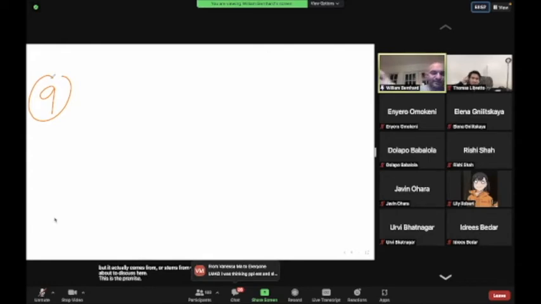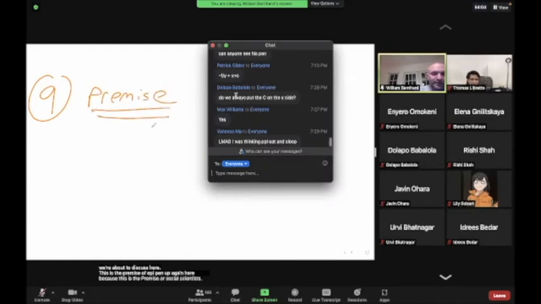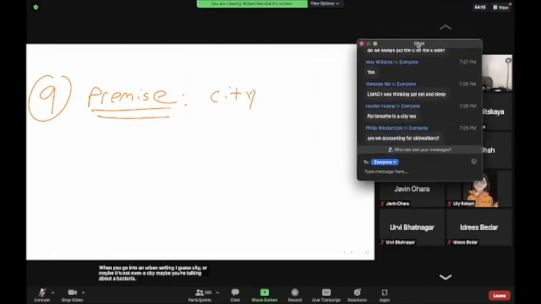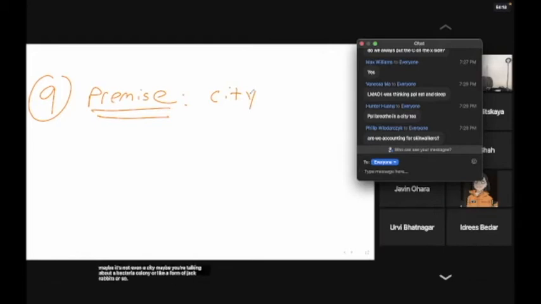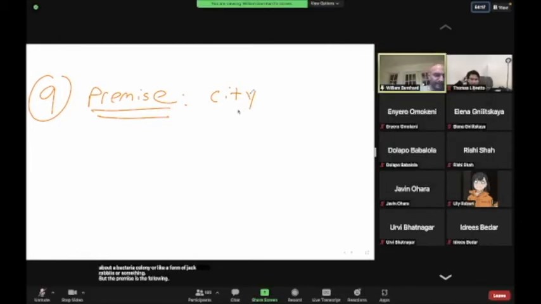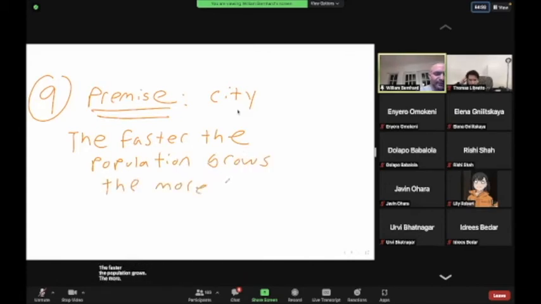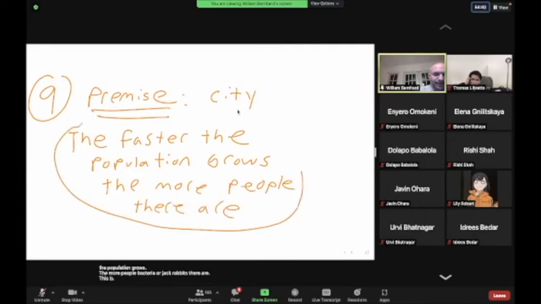This is the premise from social scientists. When you go into an urban setting like a city, or maybe it's not even a city, maybe you're talking about a bacteria colony or a farm of jackrabbits or something. But the premise is the following: the faster the population grows, the more people, bacteria, jackrabbits there are. This is the premise that I'm going with.